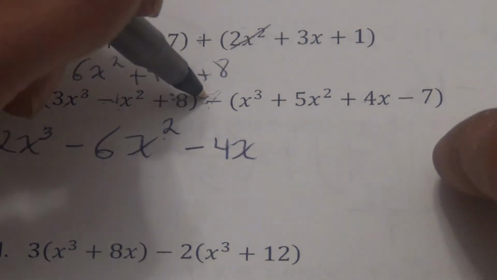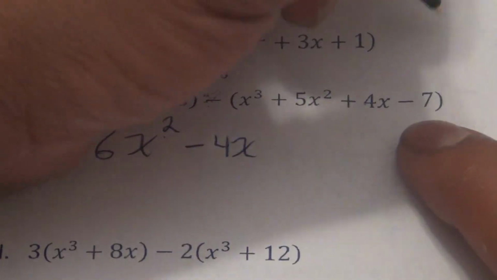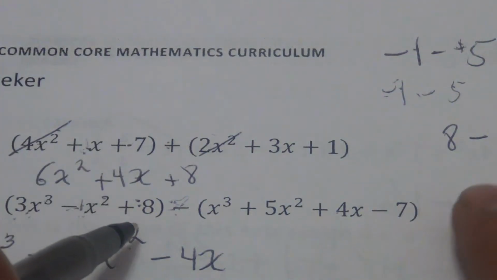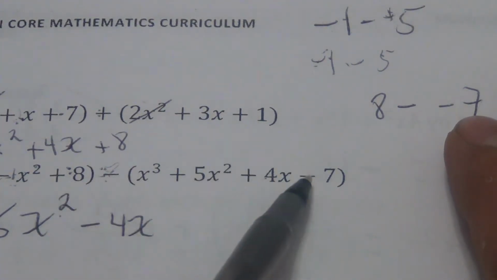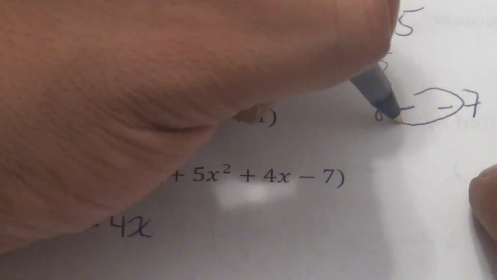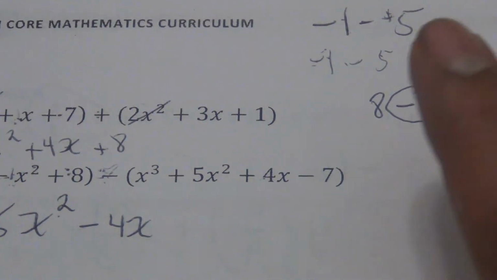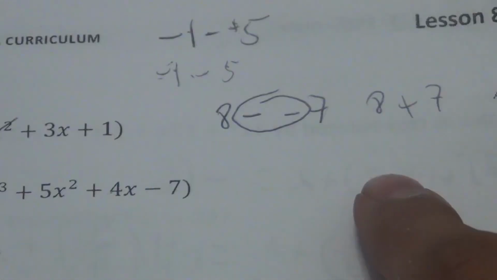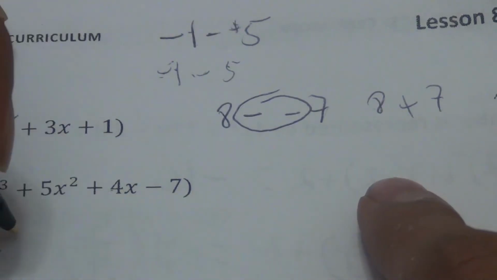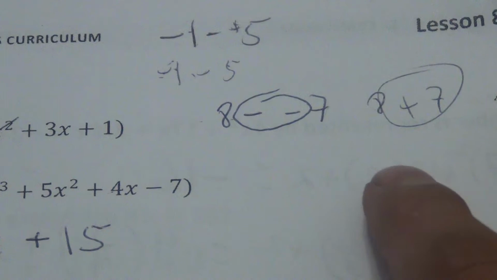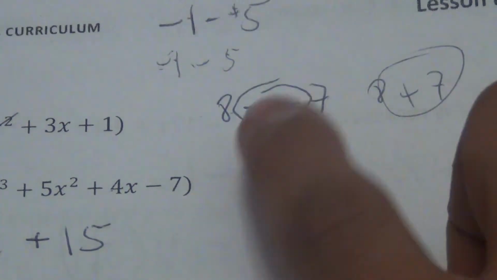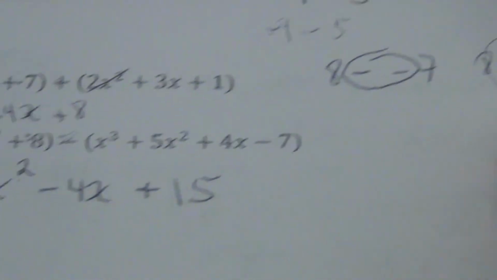And then we have 8 minus negative 7. Look, 8 minus negative 7. What have I told you when you have two signs together? To multiply them. Negative times negative is positive. So in other words, you have 8 plus 7. Get it? Please tell me you get it. So 8 minus negative 7 is the same thing as 8 plus 7 because you multiply these two signs together. So we got 8 plus 7 is 15.